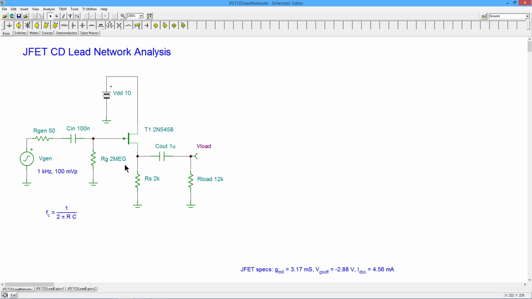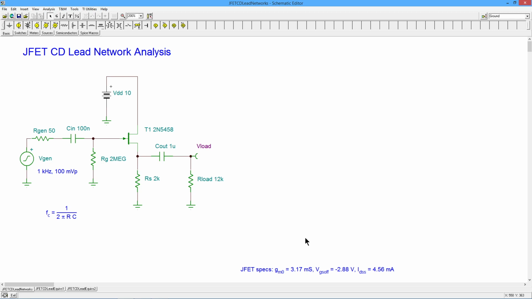So here we have a small signal FET, a 2N5458. Now the configuration that I have here is a self-bias. We have a 2K ohm resistor out here in the source, and this is similar to the circuit that we used in the basic common gate video. So the bias is essentially going to be the same. This is a self-bias.